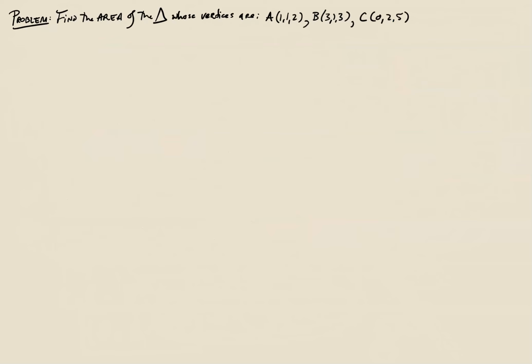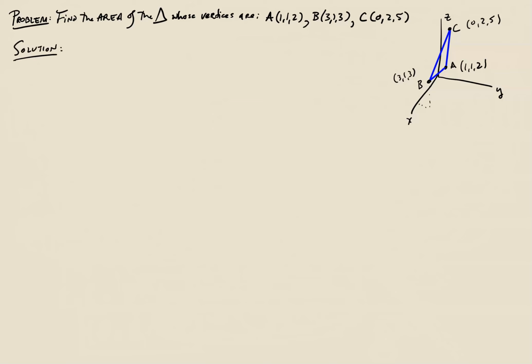Okay, here's our problem. Find the area of a triangle whose vertices are given by these 3 points, A, B, and C. Now I've sketched out this rough picture of what's going on. You could solve this problem entirely by trigonometry. It would be a bit of a pain, but it's a lot more fun to do this problem using vectors and the cross product. So let me show you how we might do that.